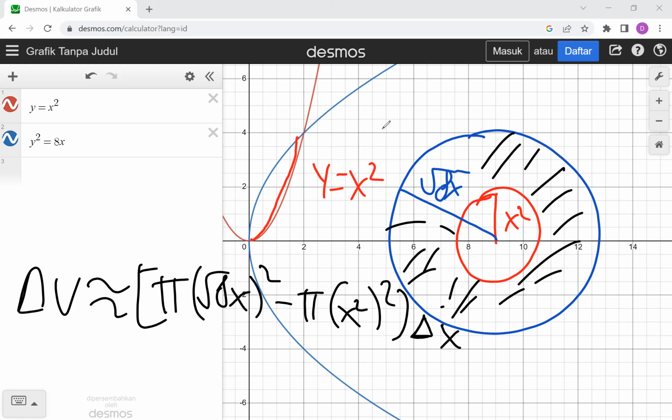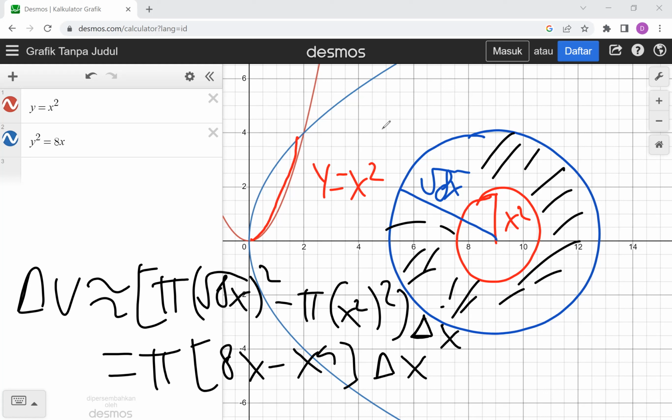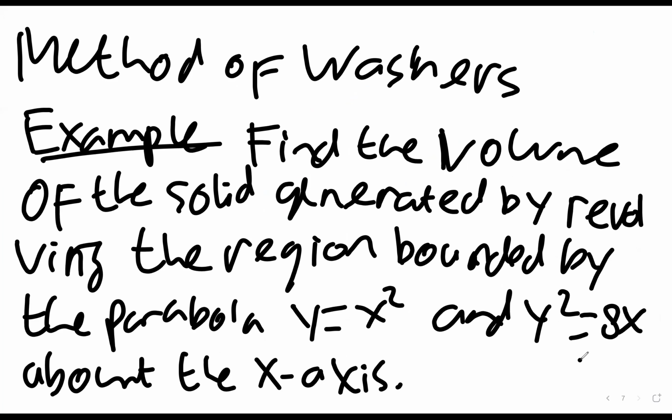So in the end, you will have delta V equals pi, you can simplify it, 8x minus x to the power 4, delta x. From this construction, any question or comment? Okay, so I will go back to the whiteboard to write the solution.